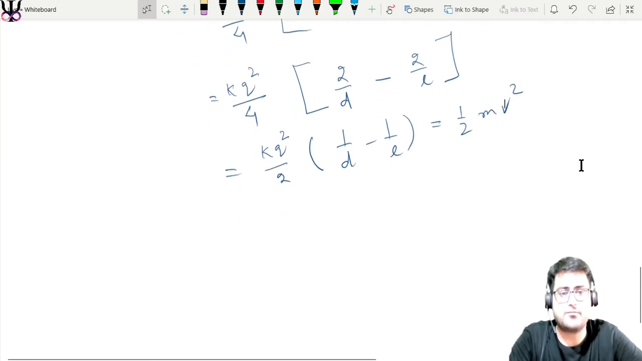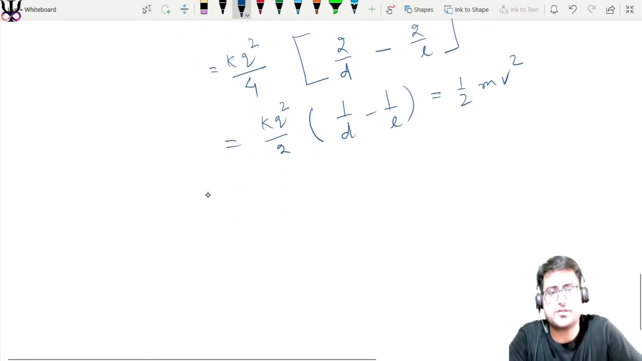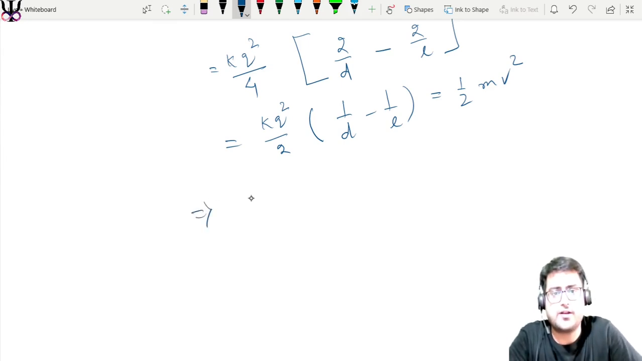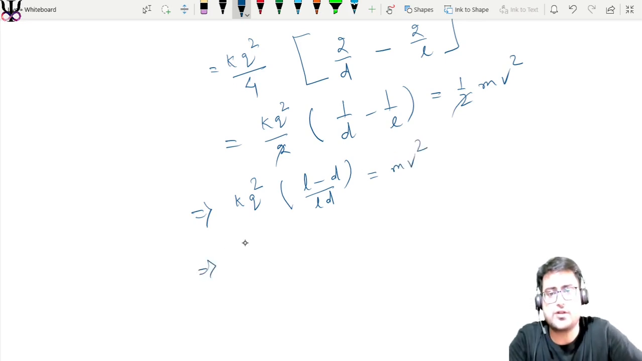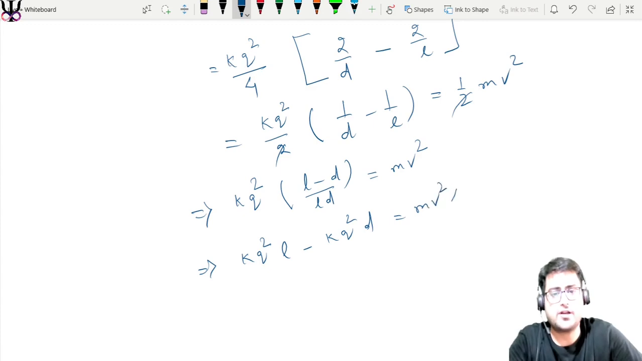That's going to be half mv squared, because that's the loss in kinetic energy, right? So in that case, you need to find the value of d. How will you do it? The half and 2 will cancel out, so it's going to be k q squared times (L minus d) by L d is mv squared. So it's going to be k q squared L minus k q squared d, which is mv squared L d.